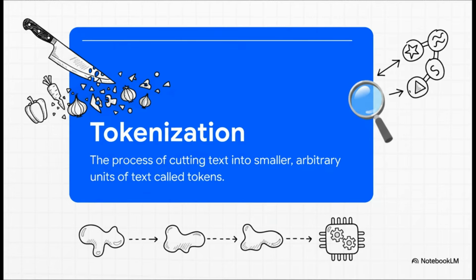It's called tokenization. Honestly, the best way to think about it is like you're dicing up vegetables before you start cooking. You can't just throw a whole onion in the pot, right? You have to break it down into smaller, manageable units. And in our case, those units are called tokens.